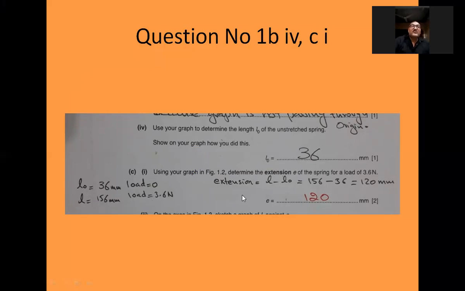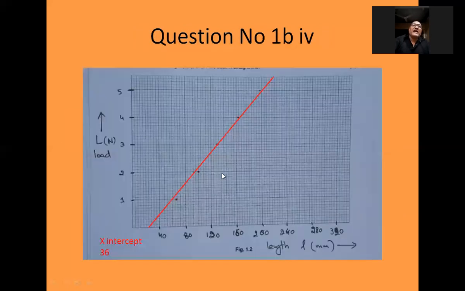So the formula for the extension is L minus L naught. L means the length at a particular load, and L naught means the length when the load is 0. So 156 minus 36, that will be 120 millimeter. So the extension is 120 millimeter, and I have used the graph.